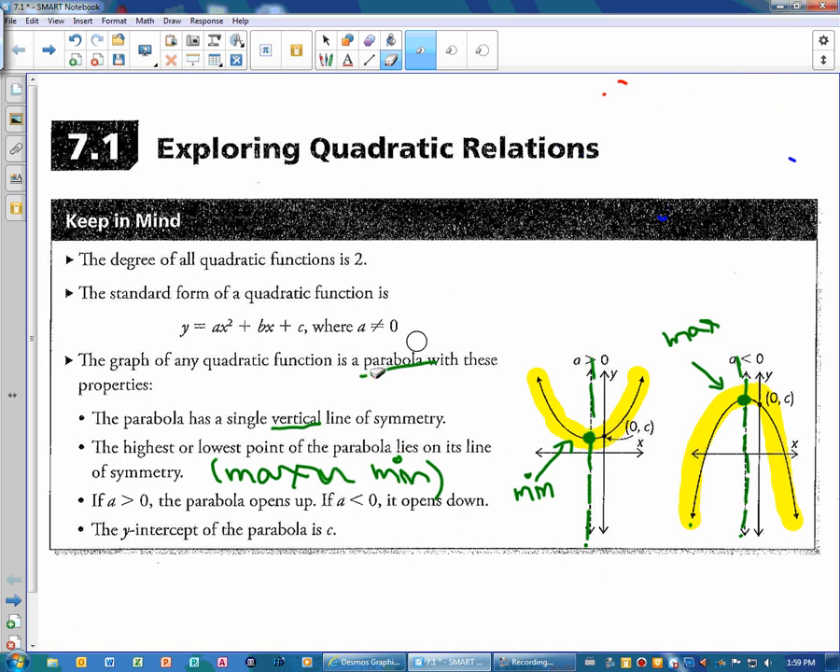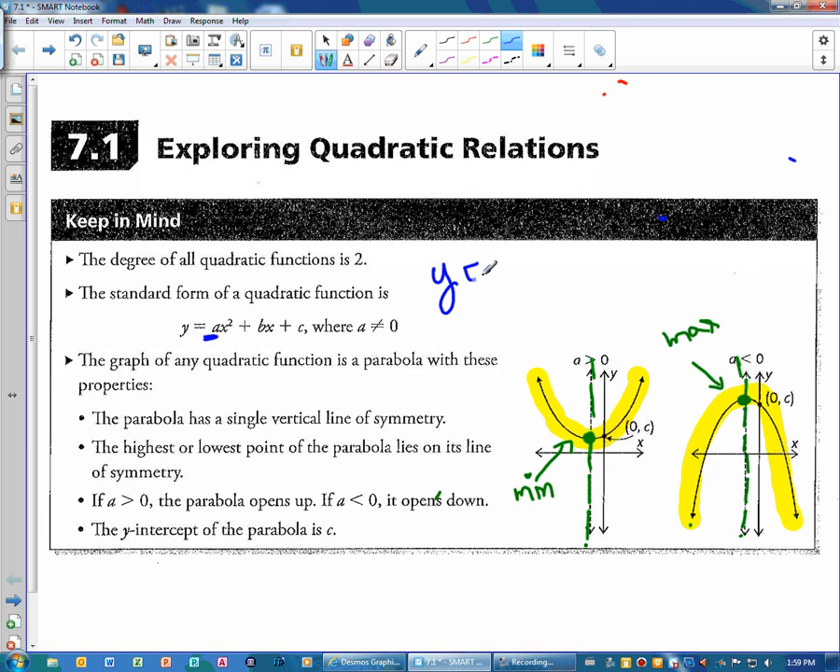Okay, now it says if a is greater than 0, where you're like, well, what's a? So remember that the standard form of a quadratic equation is ax squared plus bx plus c. A is that coefficient in front of the x squared. So an example of a quadratic function could be 4x squared plus 2x minus 5, something like that. Okay, so here's a, here's b, and here's c.